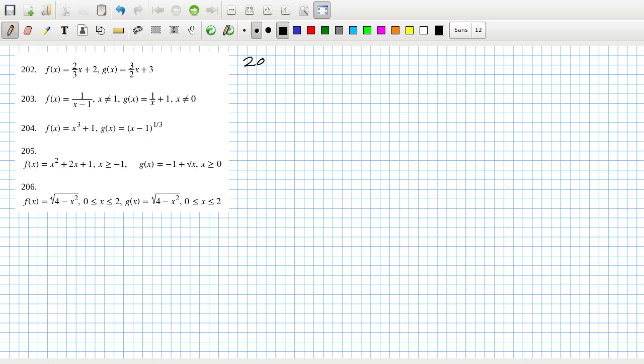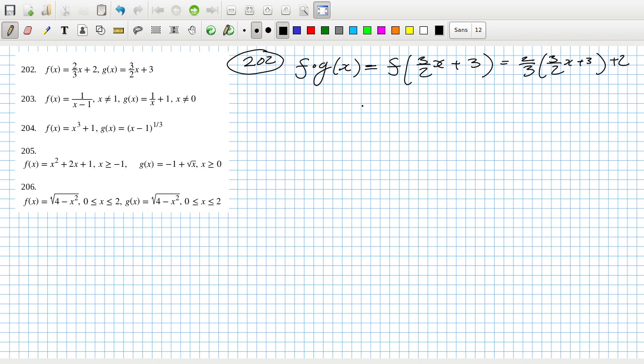202. Let's see. f of g of x is equal to f of 3 over 2x plus 3. And that's 2 over 3 times 3 over 2x plus 3 plus 2. The 2's and 3's cancel, so that's x plus 2 plus 2. So that's x plus 4. So that's not an inverse.